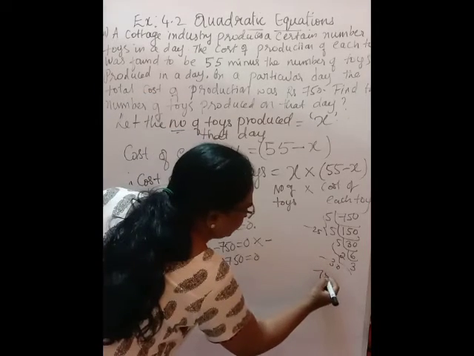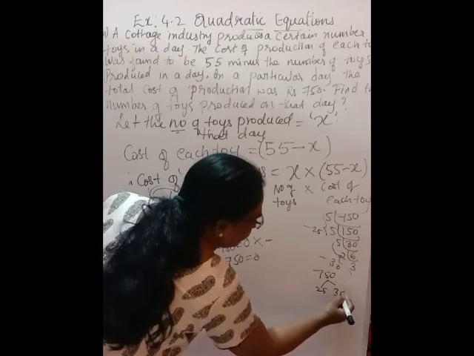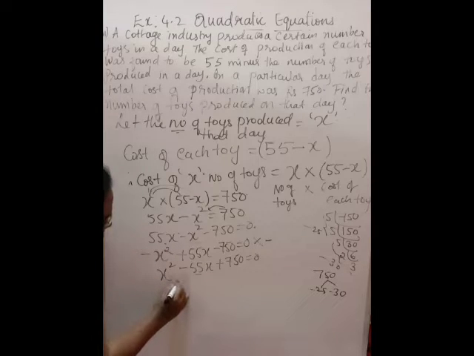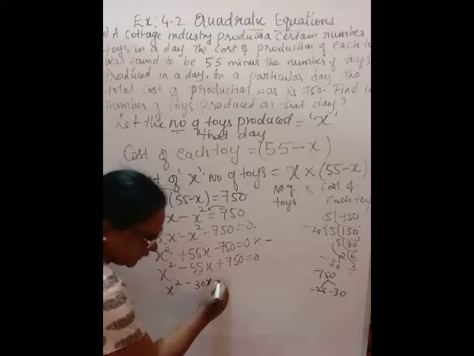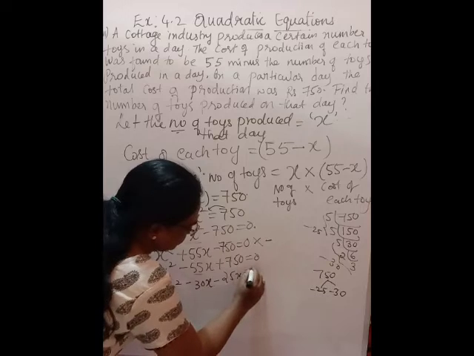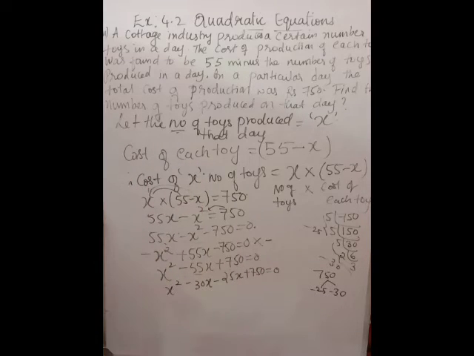So 750 is nothing but 25 30s. Both will have minus, because the middle term is having a minus sign here. Now x square minus 30x minus 25x plus 750 is equal to 0.